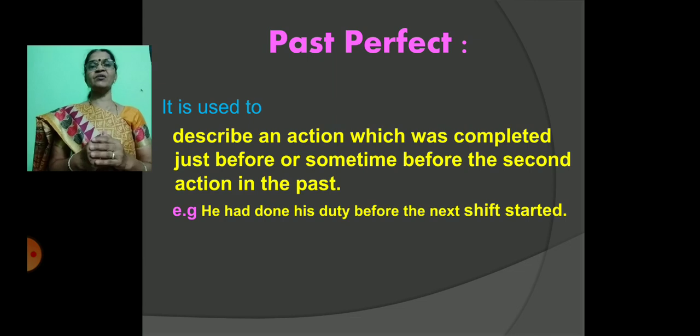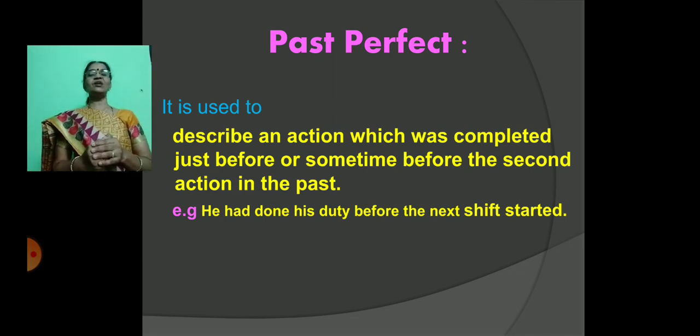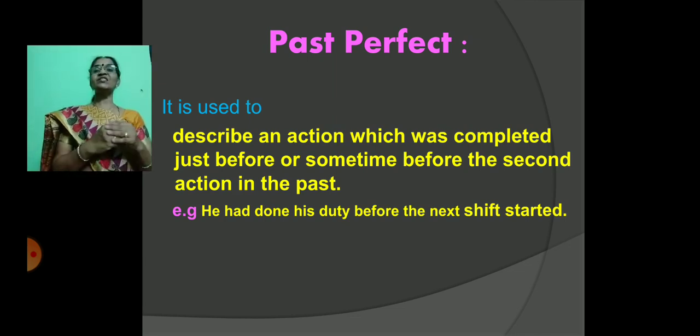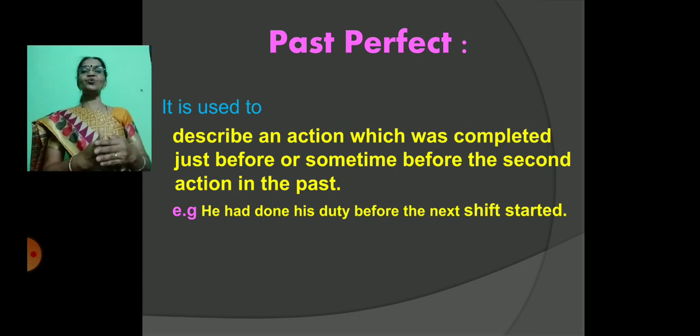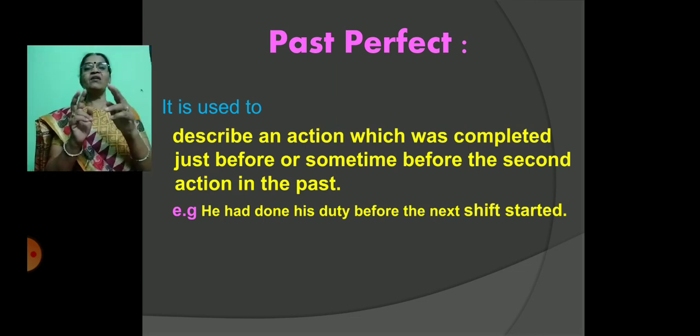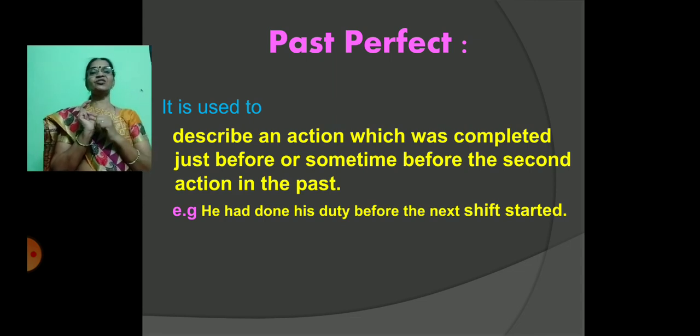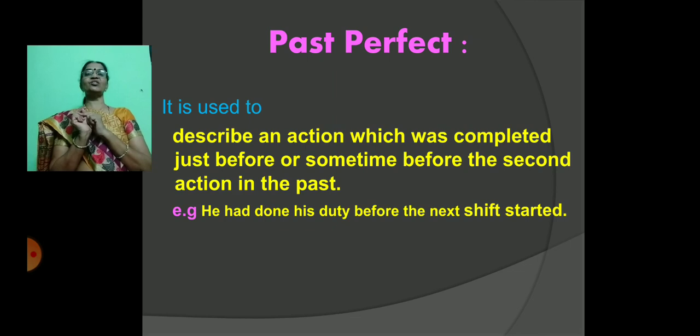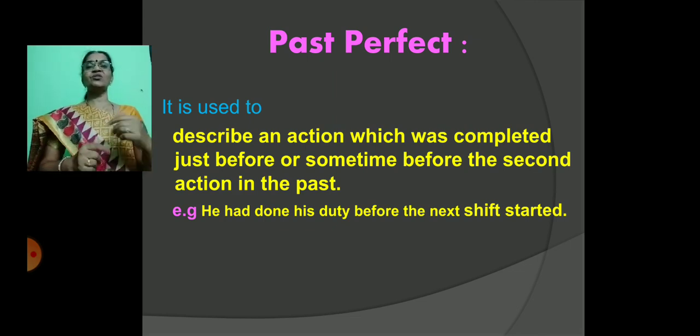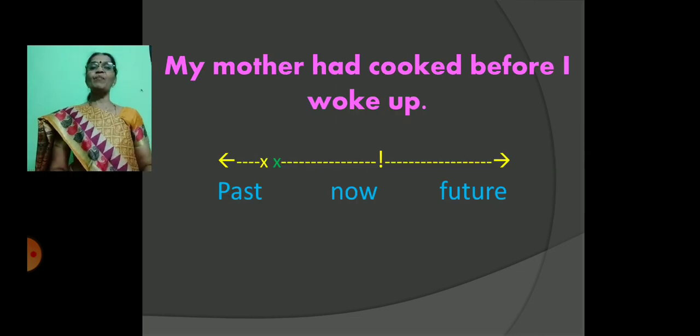So you just see here, he had done his duty before the next shift started. So the two actions are done. Here you have doing the duty and the next shift starting. So the action which is done first is he had done his duty before the next shift started. So this is how we are going to make use of past perfect.